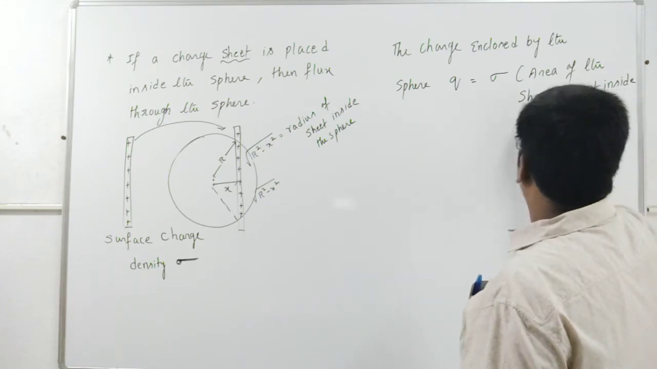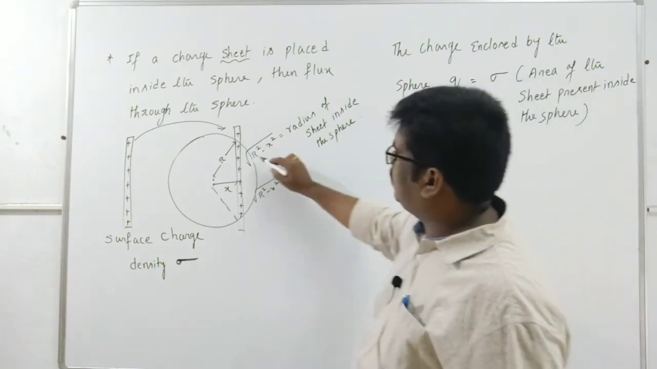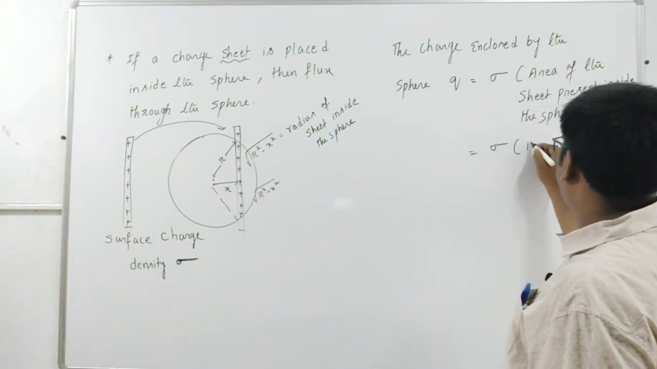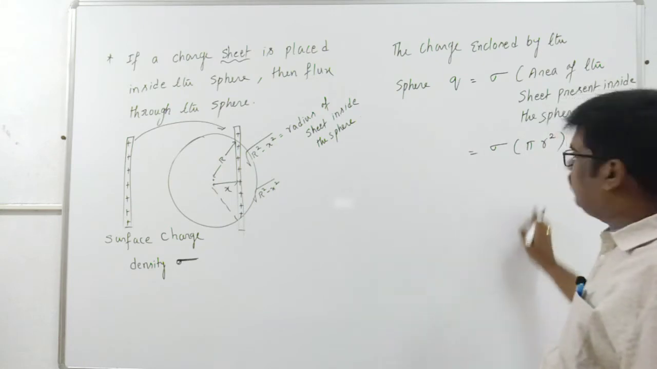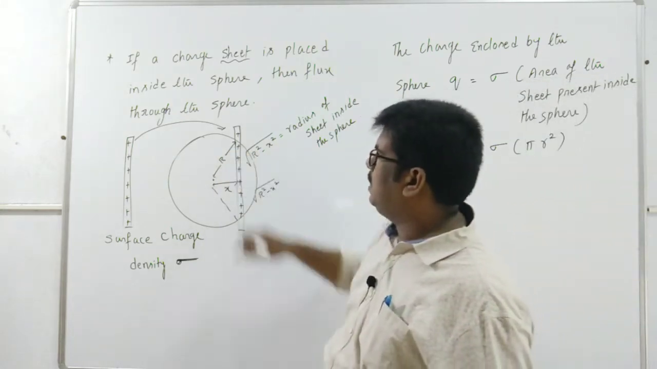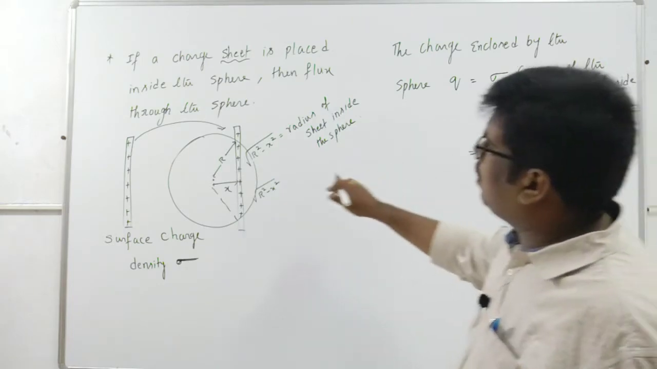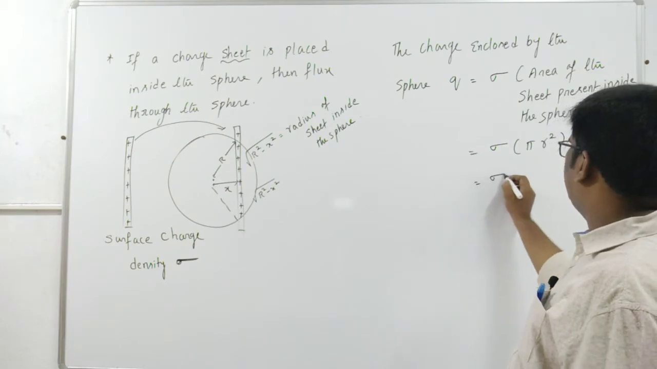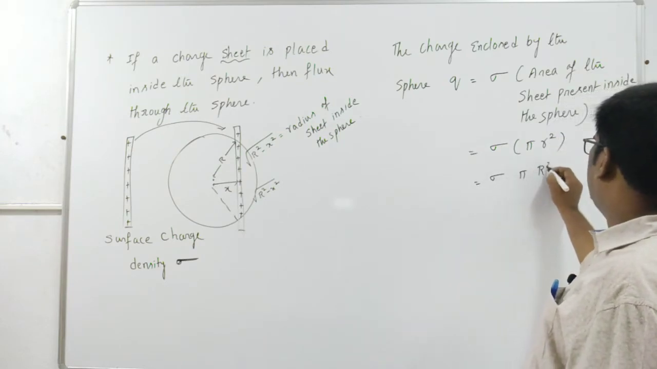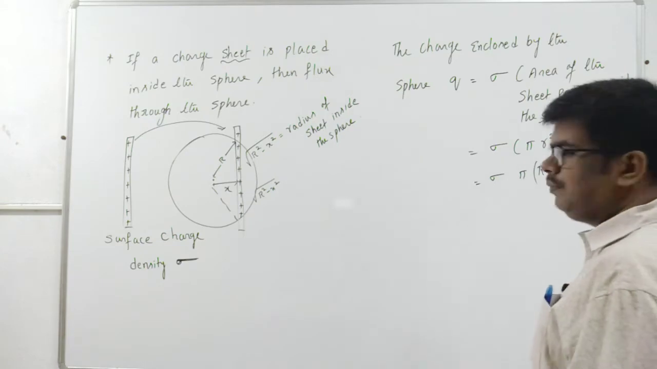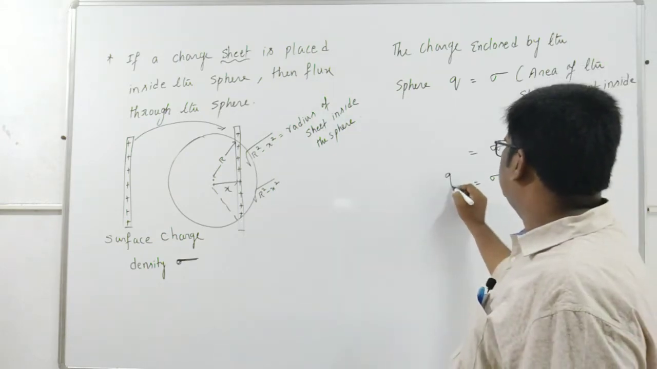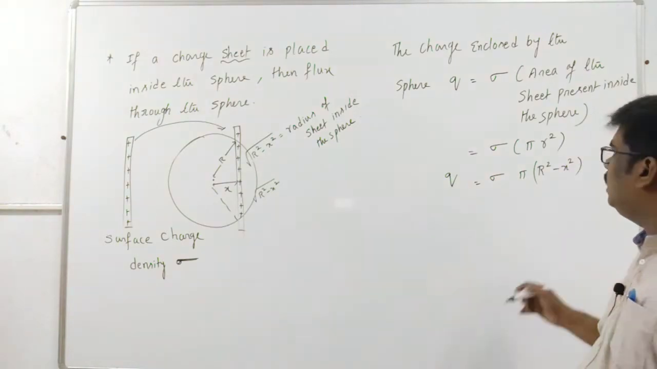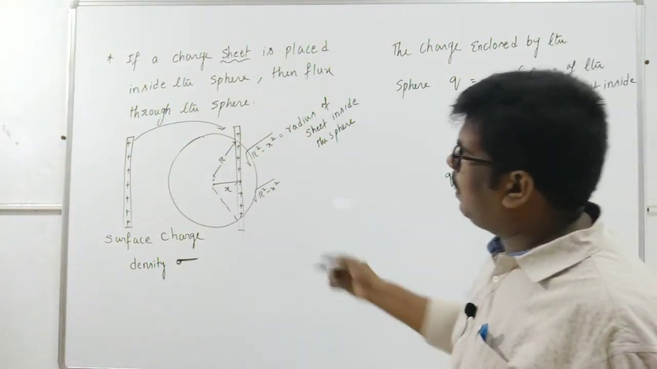So what is the radius? The radius is nothing but the square root of R square minus x square. Therefore, I am writing sigma into pi small r square, where r is the radius of the sheet present inside the sphere. Then r is nothing but root over capital R square minus x square. That is, we write sigma into pi times (R square minus x square). So this is the charge enclosed. If we find the charge enclosed, it is enough to determine the flux through this.